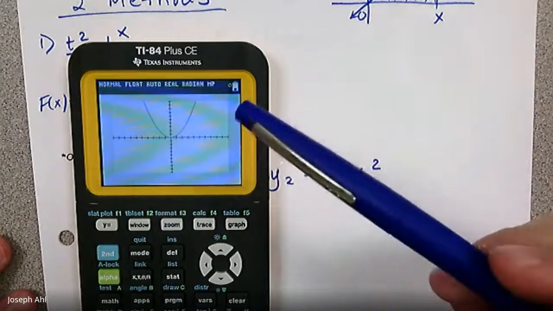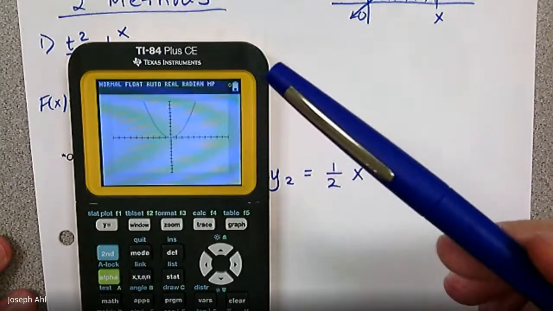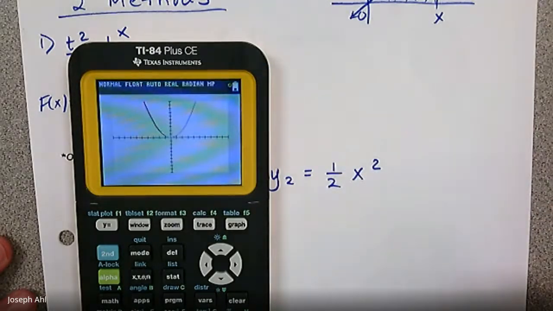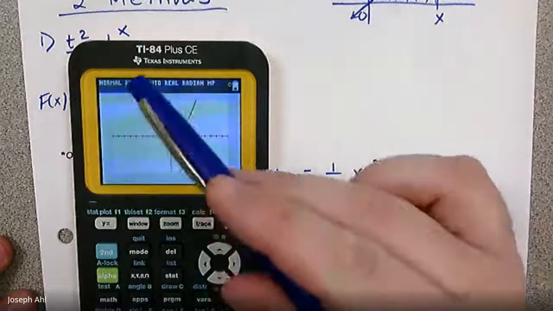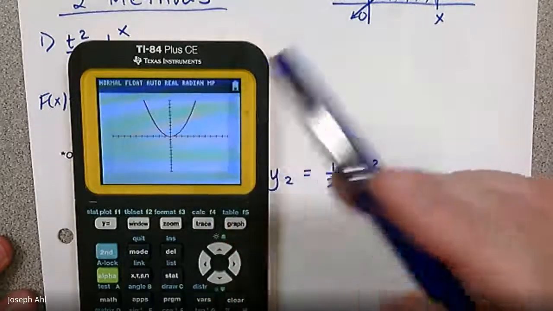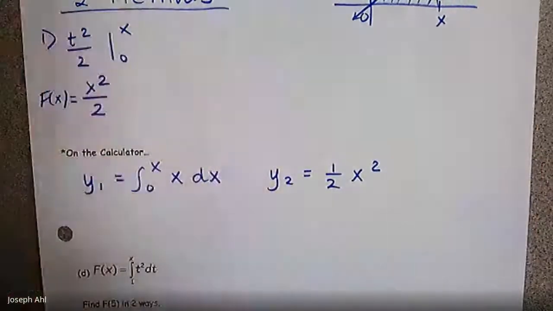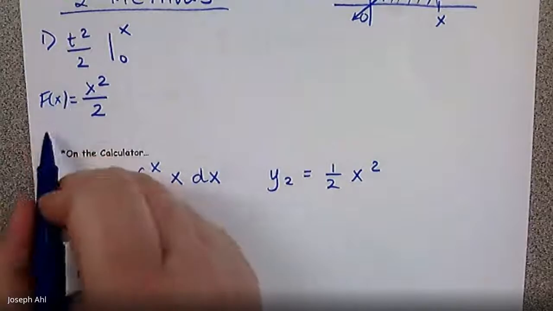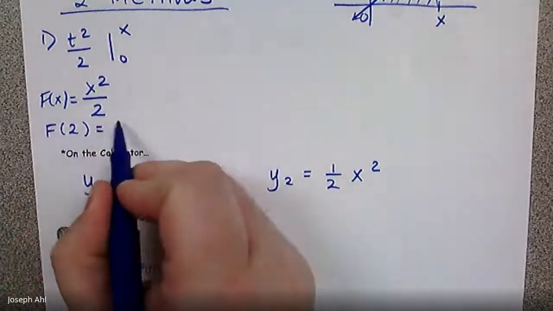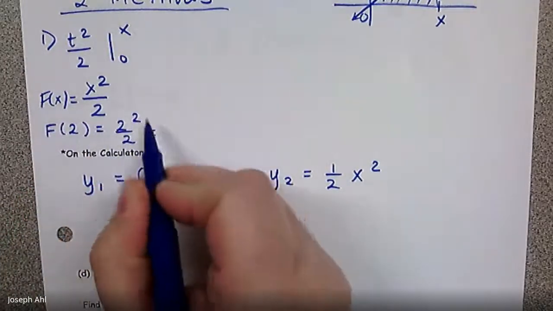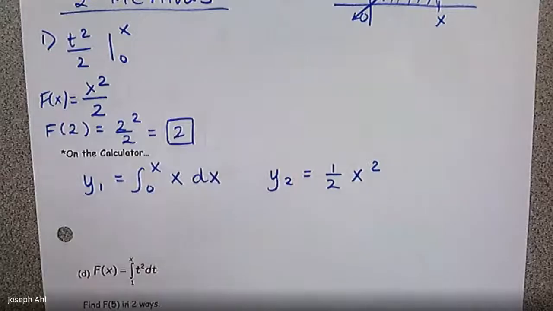Still thinking. All right, at some point it's going to switch over to, oh yep, now I can see it. The red came through and it copied right over the top, so these two things are equivalent. So if I said to do F of 2, that would just be 2 squared over 2, and 4 over 2 is 2.